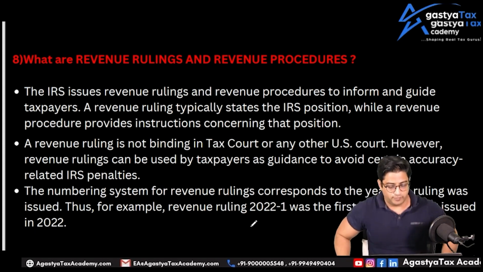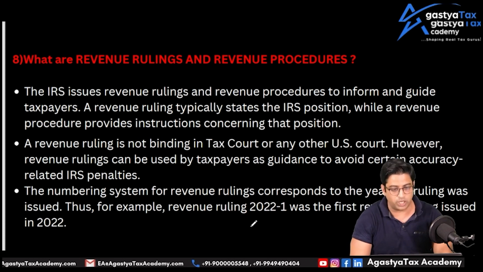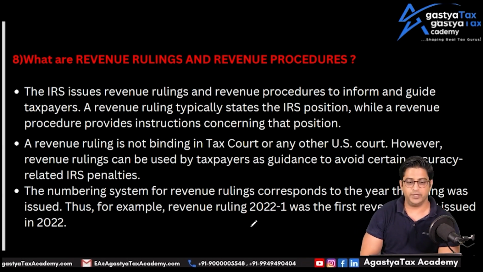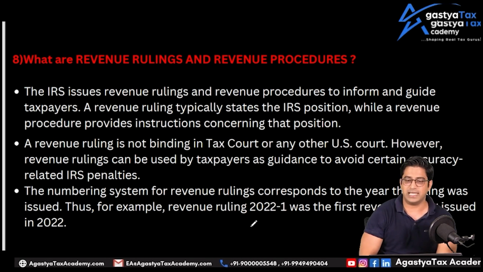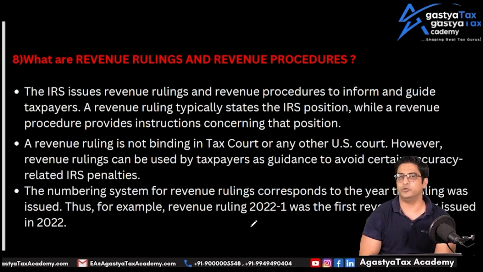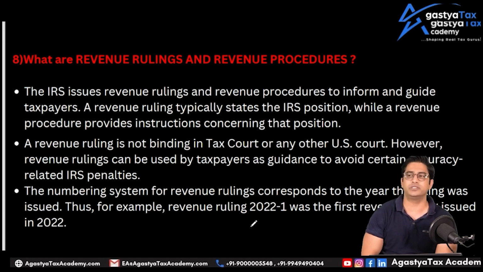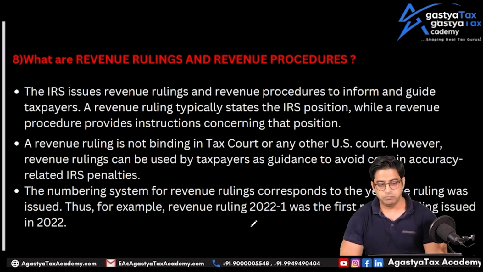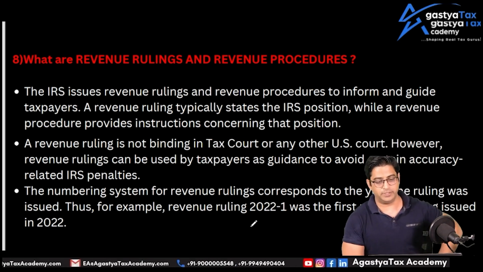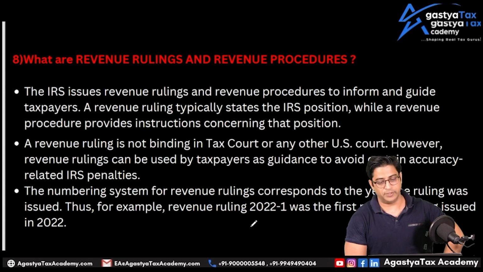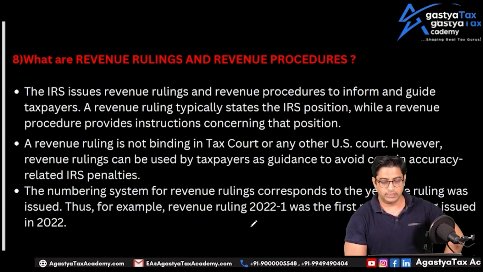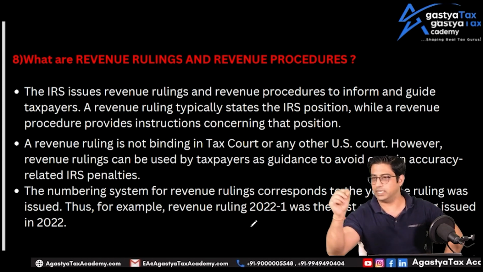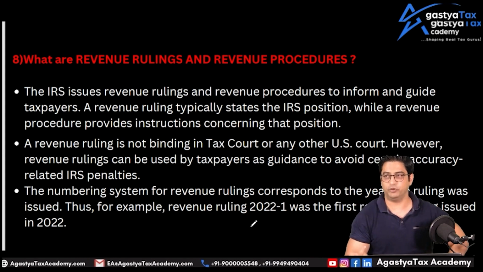So what we are trying to understand is revenue ruling is not binding in tax court or any other US court. However, revenue rulings can be used by taxpayers as guidance. This can be used as guidance to avoid accuracy related penalty. Usually what happens? If there is a revenue ruling, the numbering will be revenue ruling, that year and the number. That is a format that they follow.